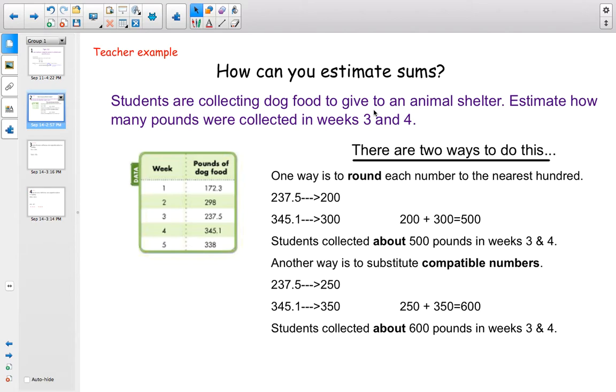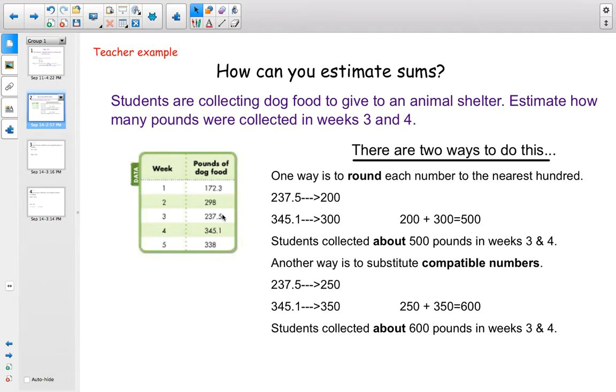So let's look at this addition problem we have below. Students are collecting dog food to give to an animal shelter. Estimate how many pounds were collected in weeks 3 and 4. So over here we have our data. In week 3, we had 237 and 5/10 pounds of dog food. In week 4, we had 345 and 1/10 pound of dog food.